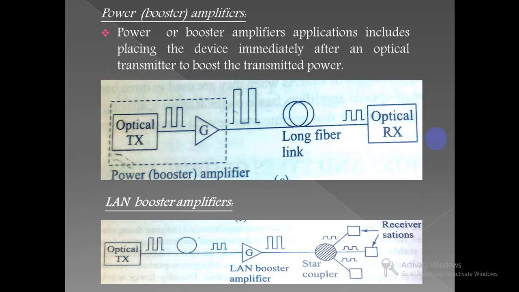The power or booster amplifier application includes placing the device immediately after an optical transmitter to boost the transmitted power, and a diagram of the power booster amplifier is this. And the line booster amplifier is also one of the applications of optical amplifiers. So the diagram of the line booster amplifier is this.